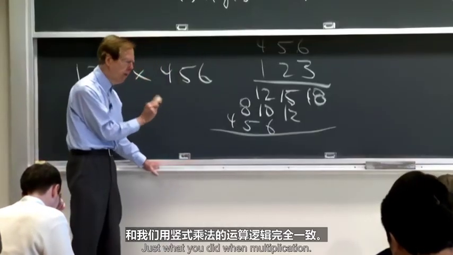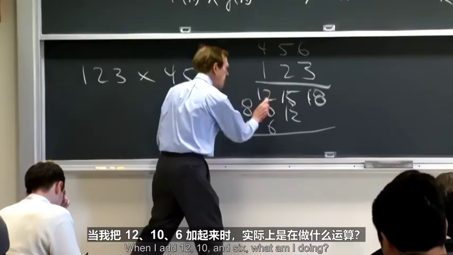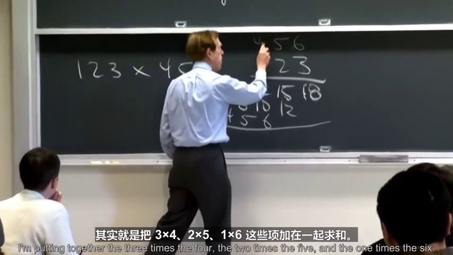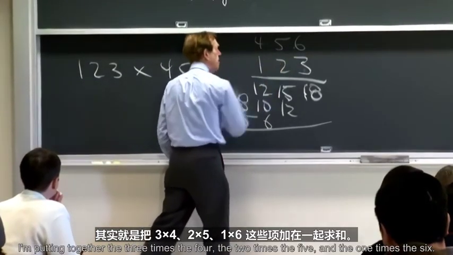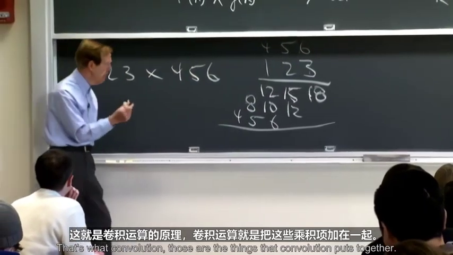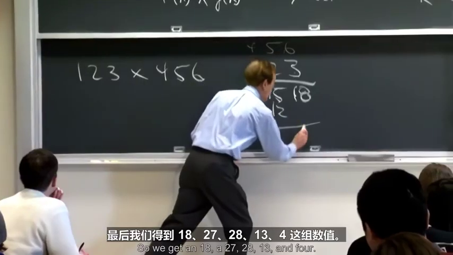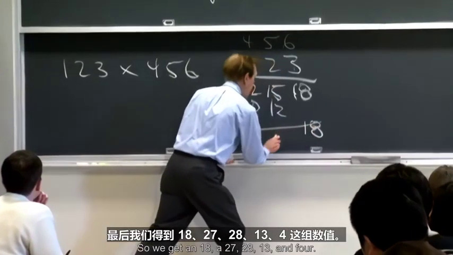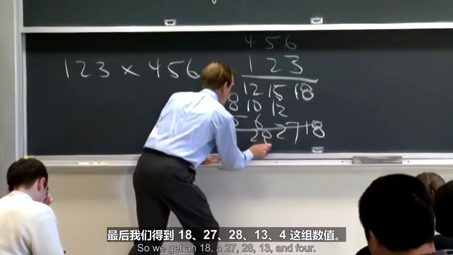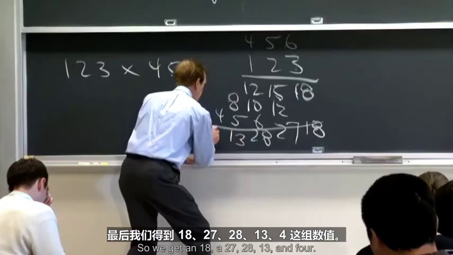So, now what does convolution do? Just what you did when multiplying. When I add 12, 10, and 6, what am I doing? I'm putting together the 3 times the 4, the 2 times the 5, and the 1 times the 6. Those are the things that convolution puts together. So we get an 18, a 27, 28, 13, and 4.